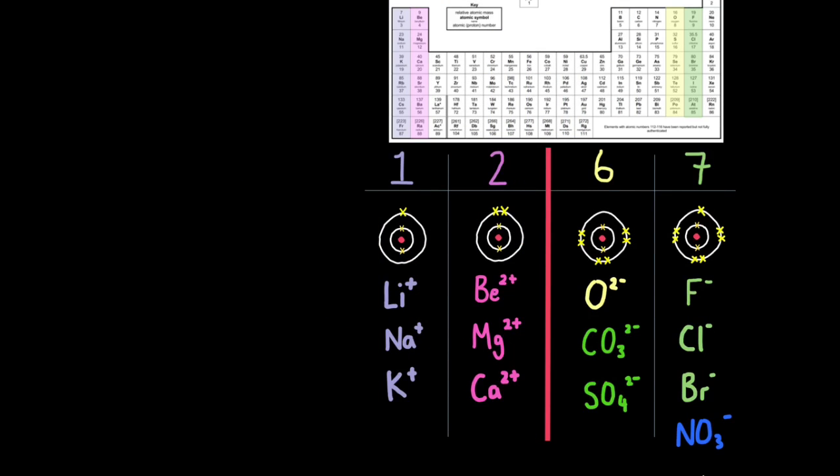So let's start off with the easiest part. You can see that group 1 elements need to lose that outer electron, and group 7 elements need to gain 1 more electron. So group 1 and group 7 are a match made in heaven.